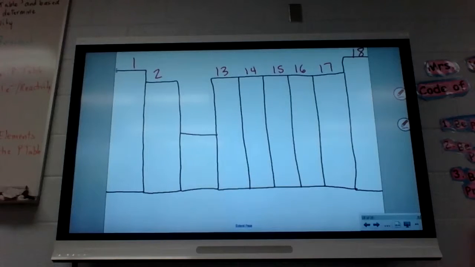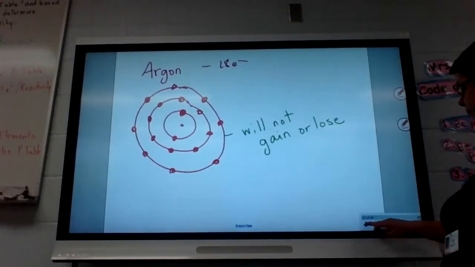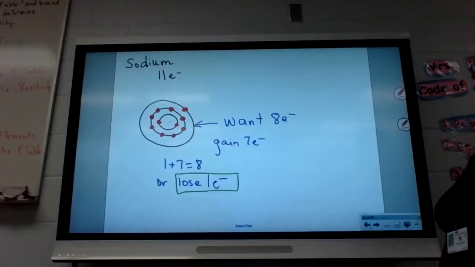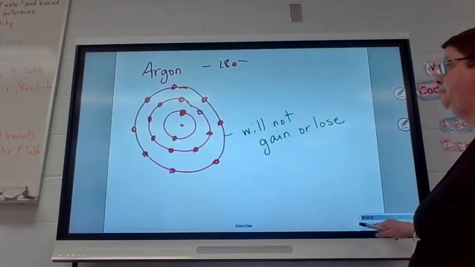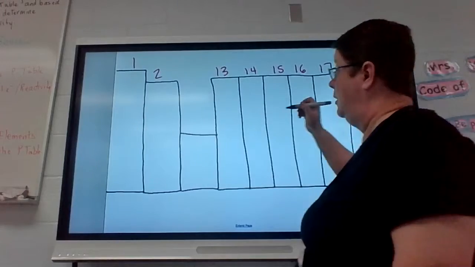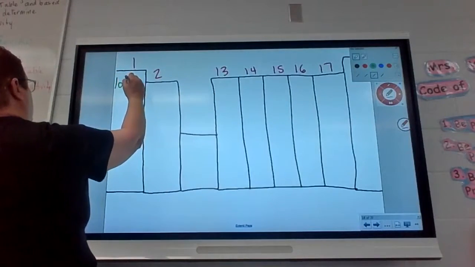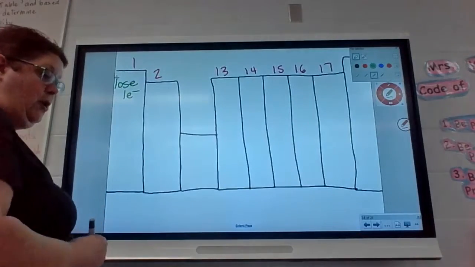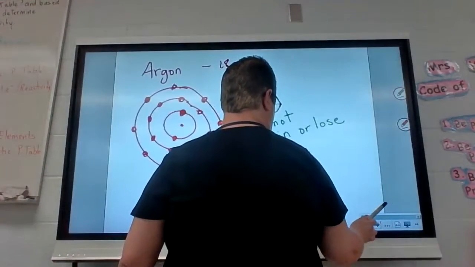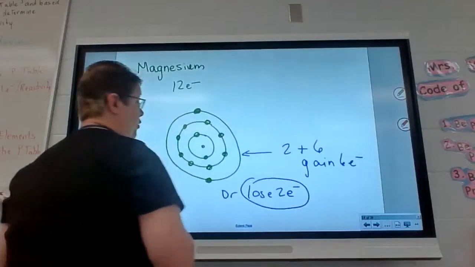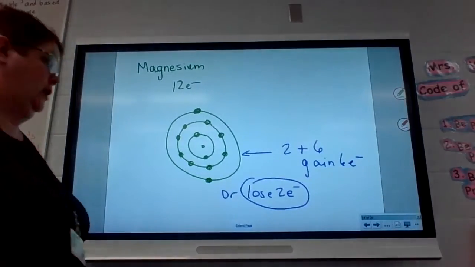All right, so based on what we just said, what is group 1 going to do with its electrons? If I go back to sodium, what is group 1 with sodium going to do with its electron? It's going to lose 1. All right, so group 1 will lose 1 electron. Now, if sodium does it, everybody in the group does it. If I go to Mg, what did group 2 with Mg do? They lose 2.